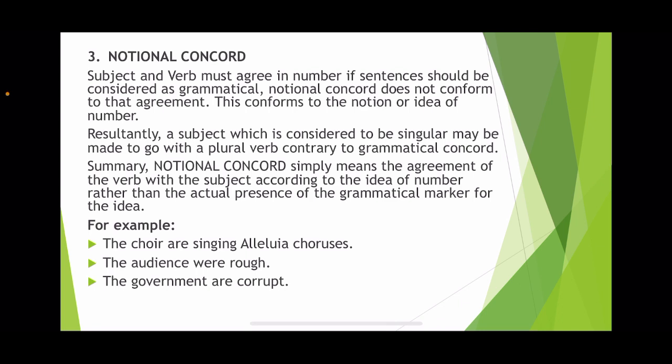For example, the choir are singing hallelujah choruses. The audience were rough. The government are corrupt. That means the government of Buhari, the government of El-Rufai, the government of all these governors joined together. That's why it is they are corrupt.